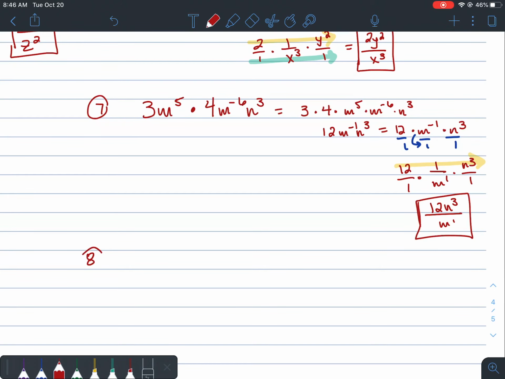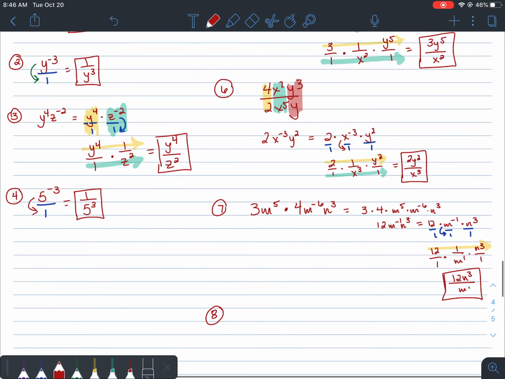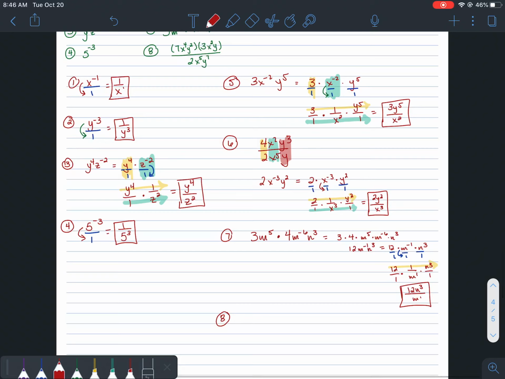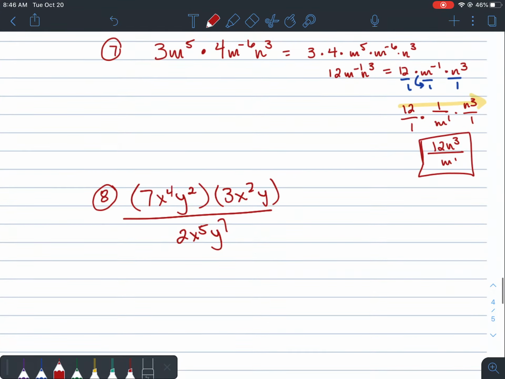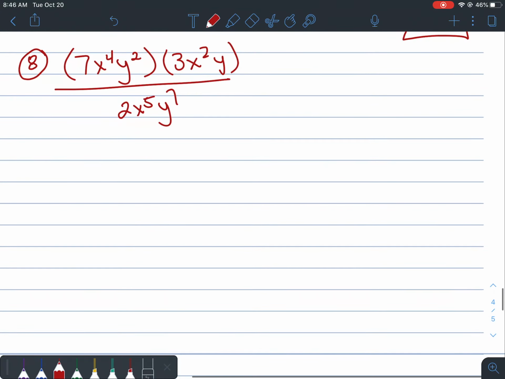And lastly, we have number 8, which is a little bit more complicated, but when you really break it down, it's not as bad as it looks. We have 7x to the 4th y squared times 3x squared times y all over 2x to the 5th y to the 7th. So again, we look at this and see if we can simplify, and yes. We are first going to do the product rule in the numerator.